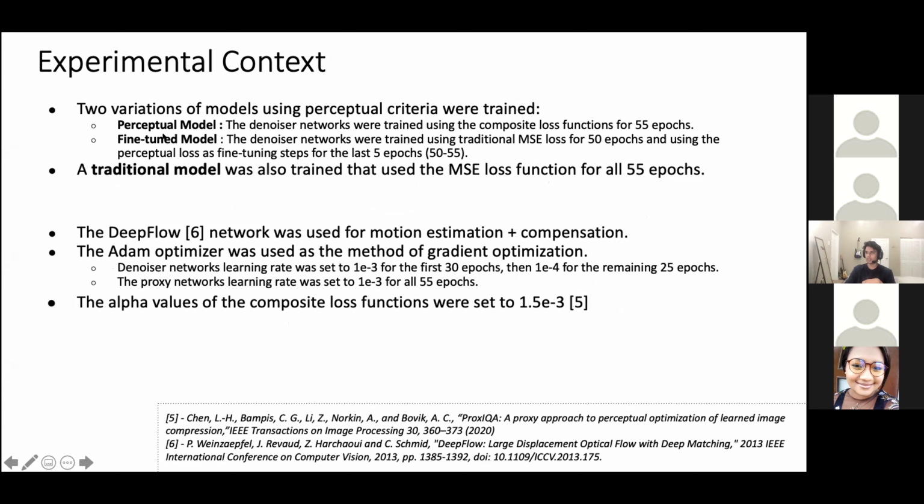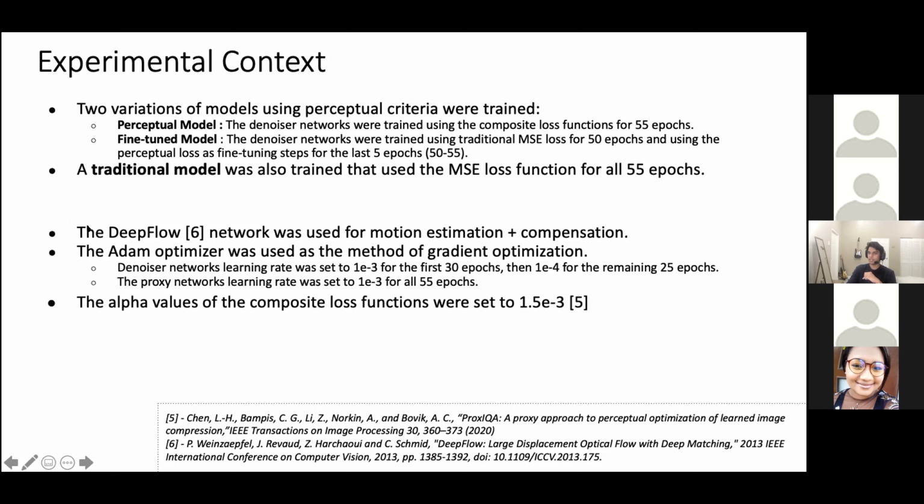We also trained a fine-tuned model where we trained the denoiser networks using traditional MSE loss for 50 epochs, and then use the perceptual loss for the remaining 5 epochs. This was done because MSE, while it doesn't represent the HVS, the human visual system, very well, is easily convergible. So what this fine-tuned model does is it exploits the ease of convergibility of MSE, and then further tacks on any perceptual gains that are to be had. And finally, a traditional model was also trained using the MSE loss function, which is a traditional loss function, for all 55 epochs.